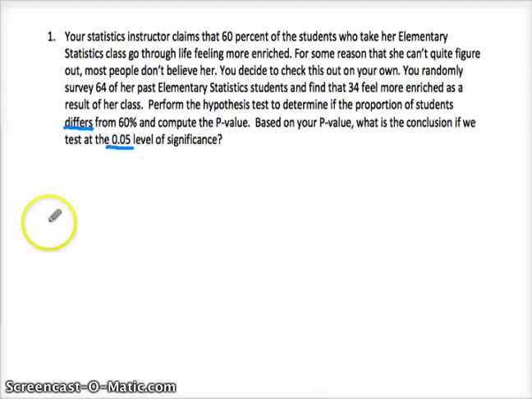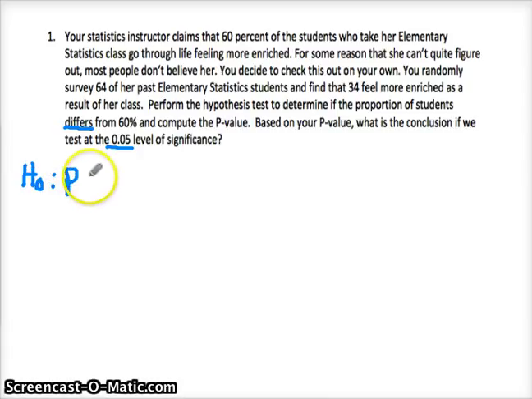Based on your p-value, what is the conclusion if we test at the 0.05 level of significance? All right, so what's the claim? The claim is that the proportion of her students that believe that they are enriched is 60%, about 0.60. Our alternate hypothesis is we just want to know if it differs either way. And so your proportion is not equal to 60.